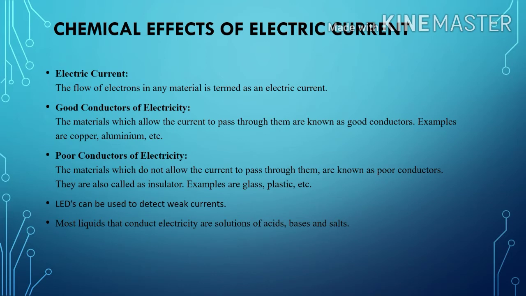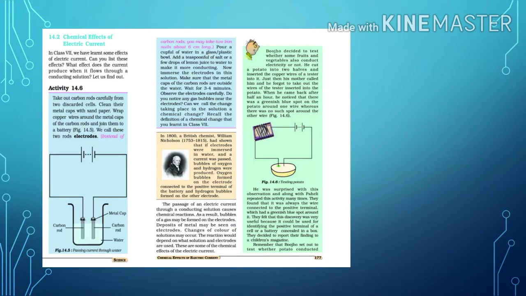Now today we will discuss the chemical effect of electric current. So the topic for today is chemical effect of electric current. In the previous class we also discussed the magnetic effect and heating effect. In this class we will discuss the chemical effect. So what is the chemical effect? Electric current can also lead to the production of chemical energy, or we can say chemical reactions.